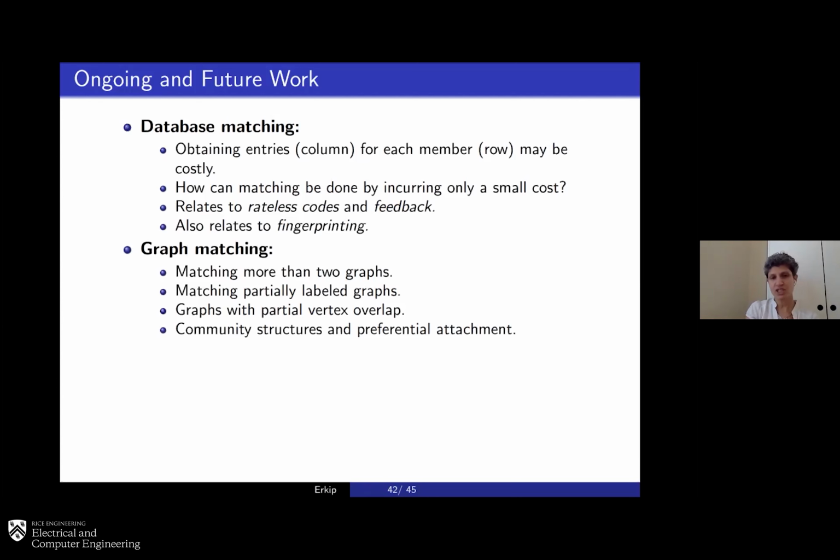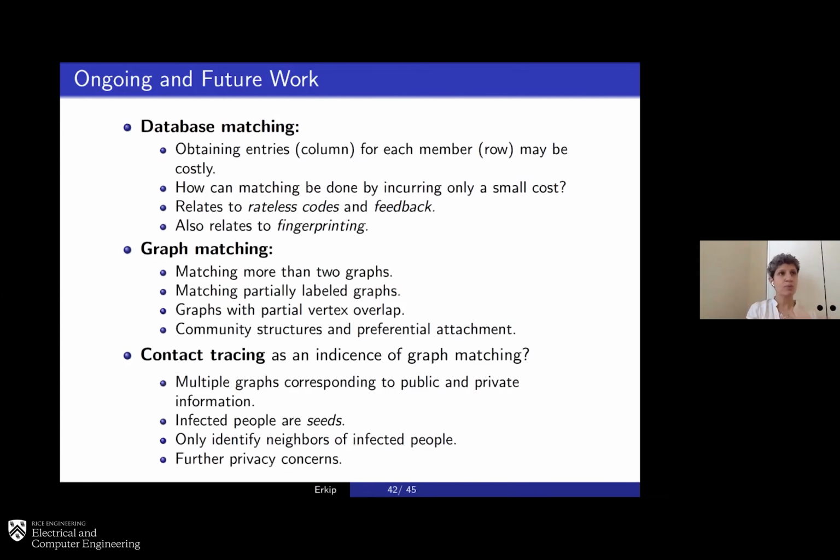And some very raw ideas just to throw out. I've been thinking whether we can think about contact tracing for fighting COVID-19 as an instance of graph matching. The idea is that suppose we have information about people through public and private databases and connections, and we can think about infected people as seeds. Our goal is to identify who has been in touch with those infected people over a period of time. So can we view this as a graph matching problem where we're only identifying neighbors of infected people? And of course, this results in further privacy concerns about connections in the general population that we can get. And with that, I'm going to stop.